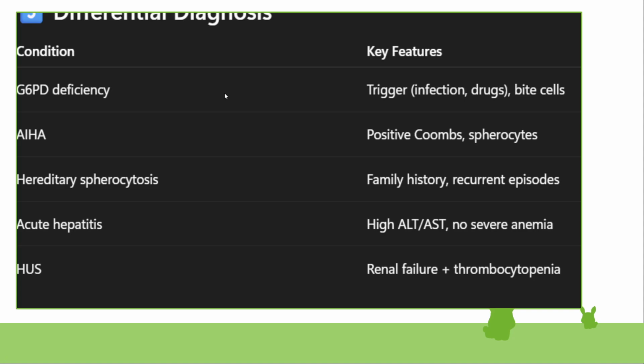Another one, any other differential? Of course, another differential would be malaria, especially if the child is from or has traveled to an endemic area. Malaria can cause fever, anemia, and jaundice, and you might see red cell parasites on the blood smear. So rapid malaria tests would help rule that out too.